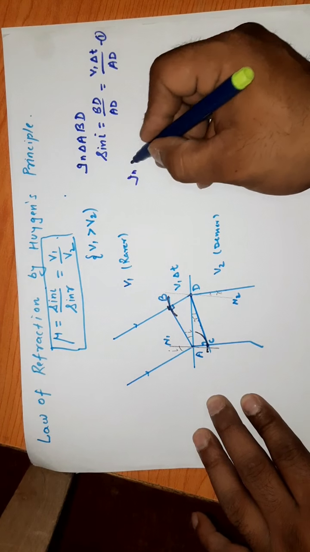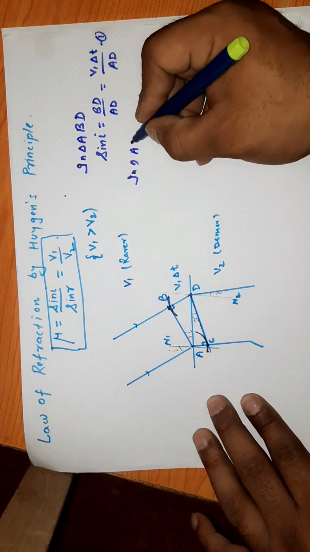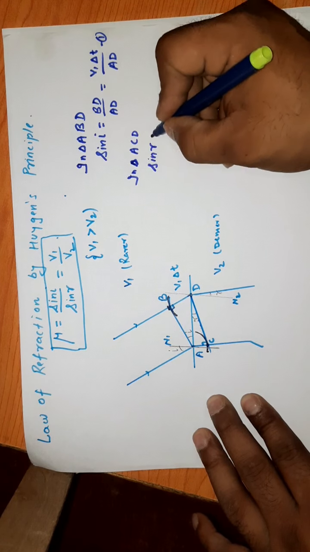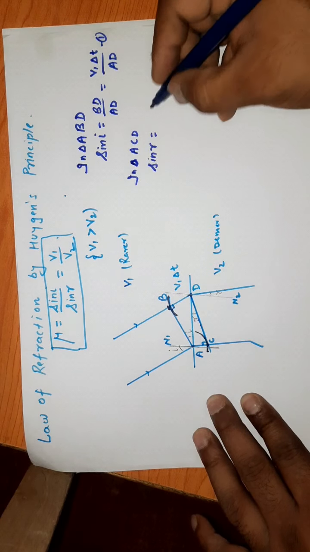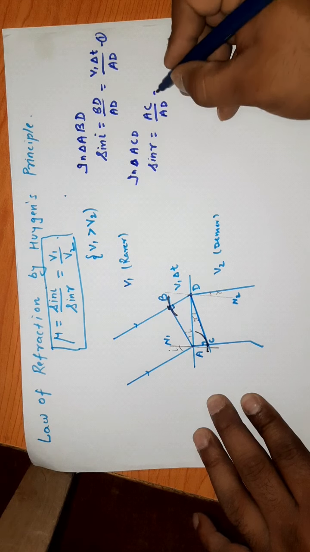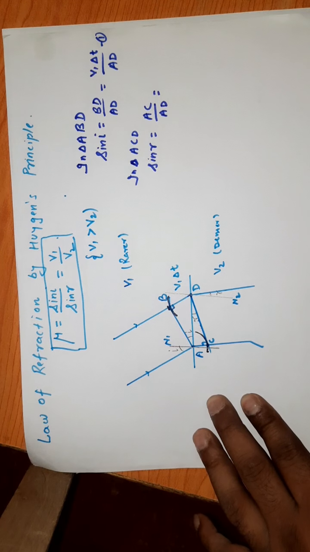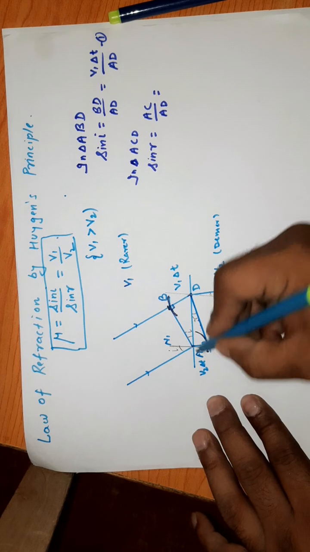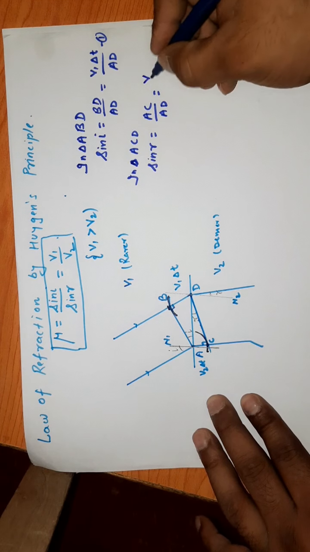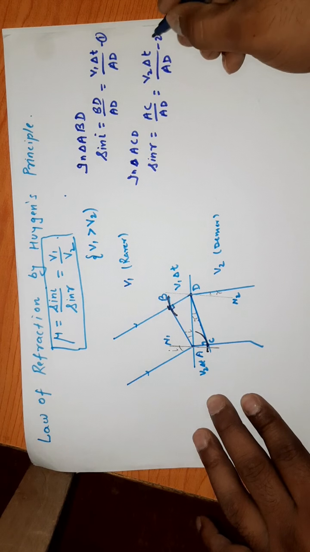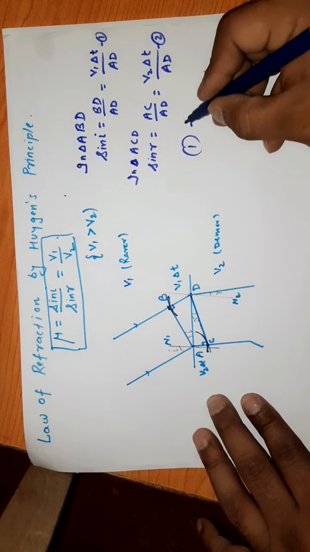Now the other triangle is ACD. I will write sine of angle R, and this is AC upon AD again. And what is AC? Here the velocity is V2, and the distance is V2 into delta T. So sine R will be V2 delta T upon AD. This is the second equation. We will divide equation 1 by 2.